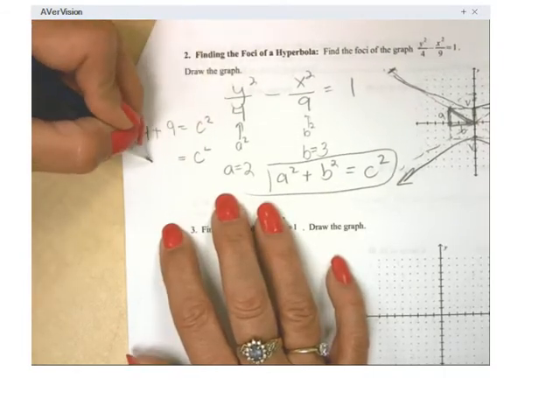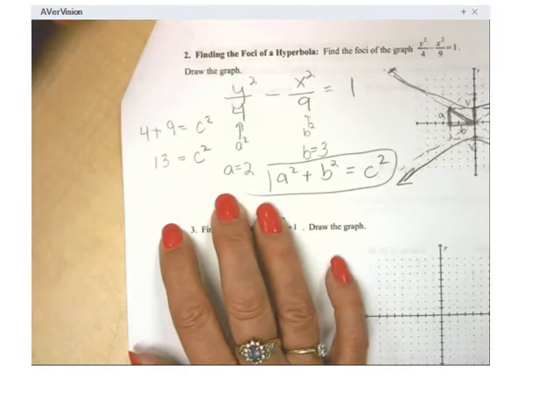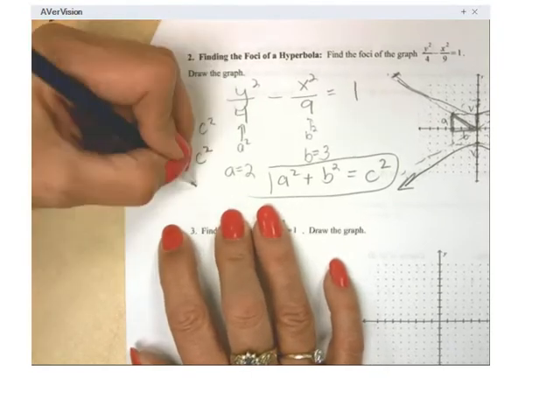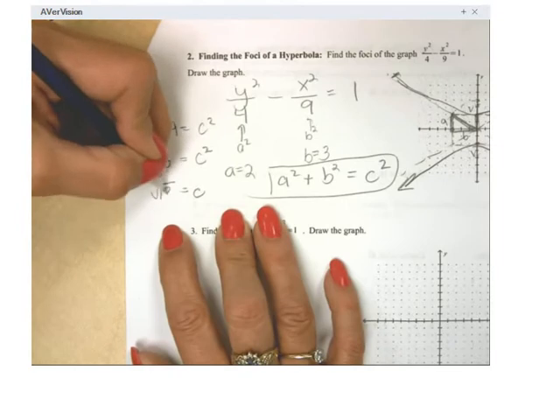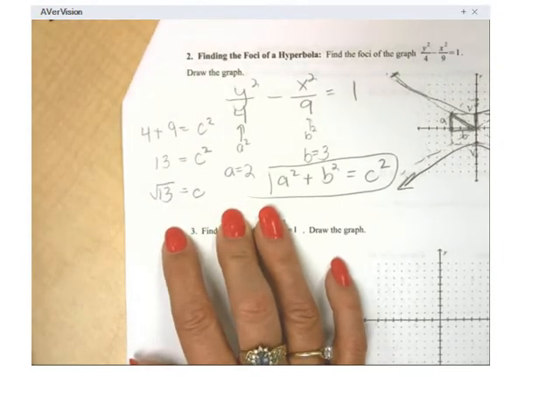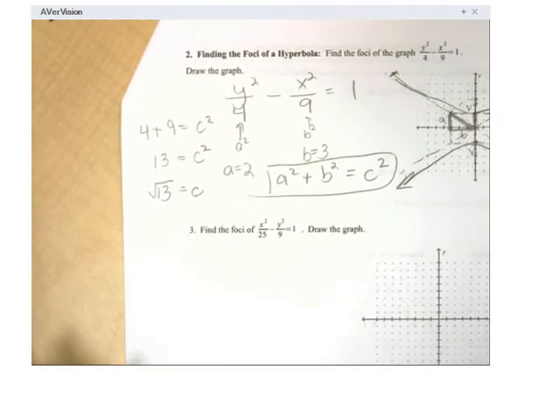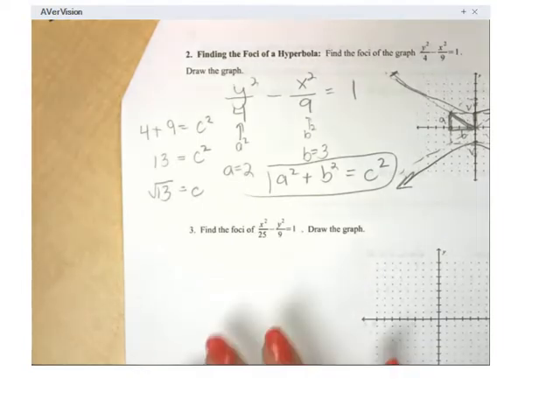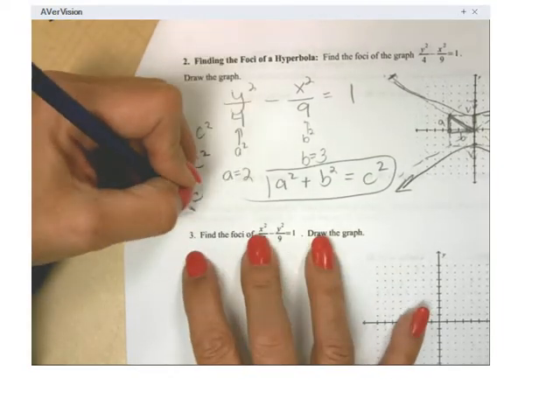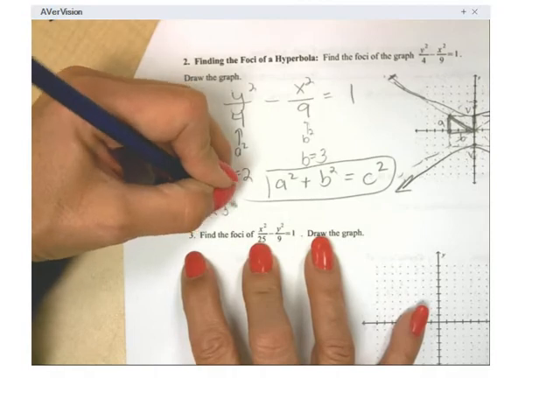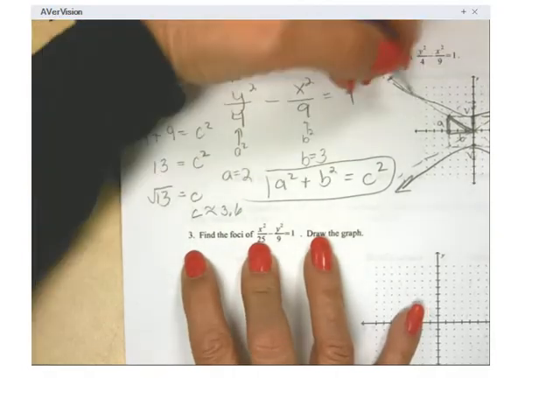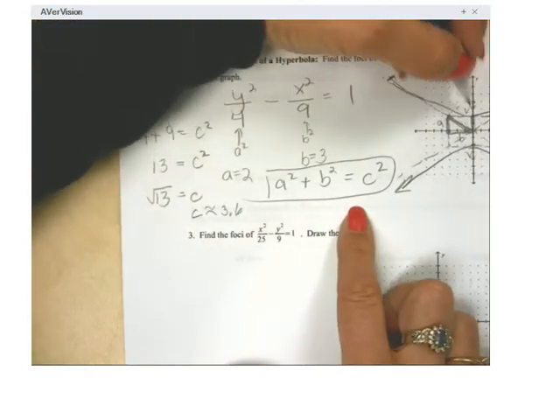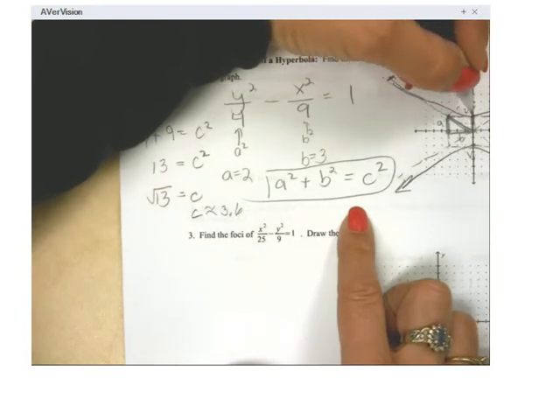We know that a squared is 4. And we know that b squared, as this number, is 9. So actually we know that c squared is equal to 13. That's the exact value. So c is the square root of 13. Let me just grab my calculator here and quick do square root of 13. As a decimal, that comes out to be approximately 3.6.